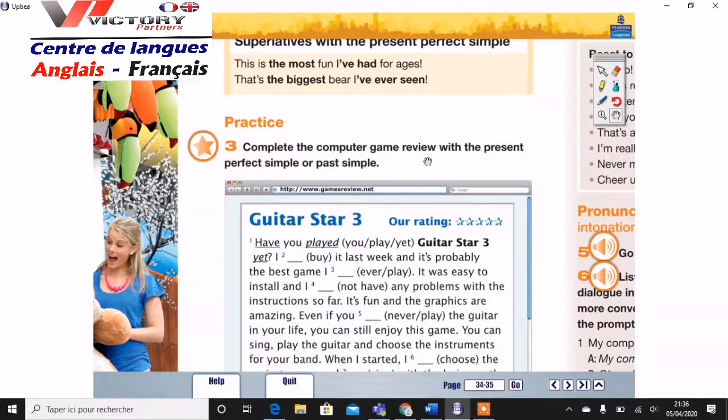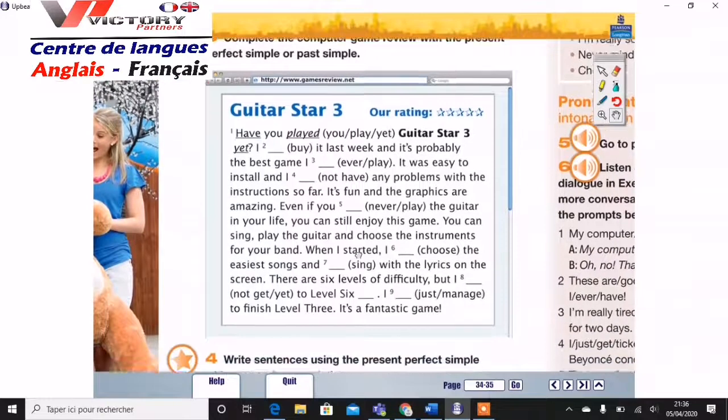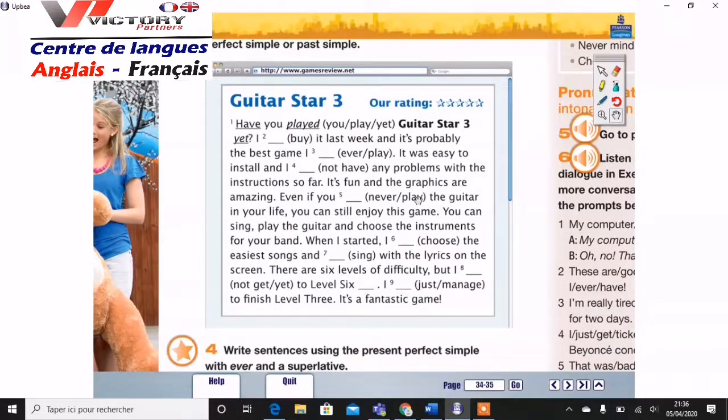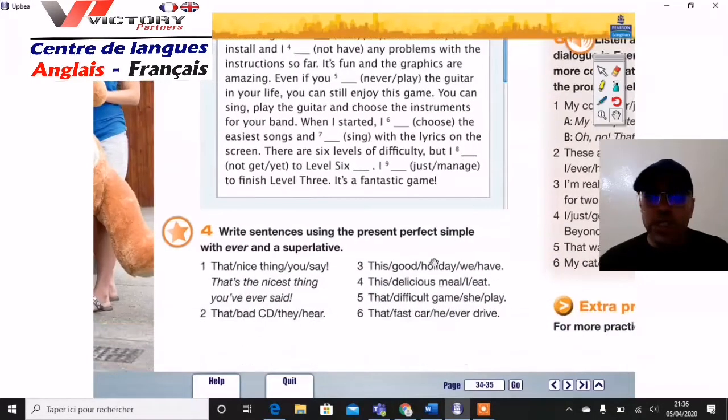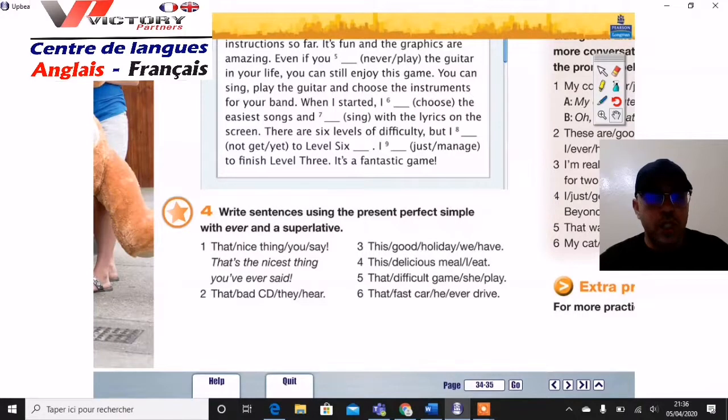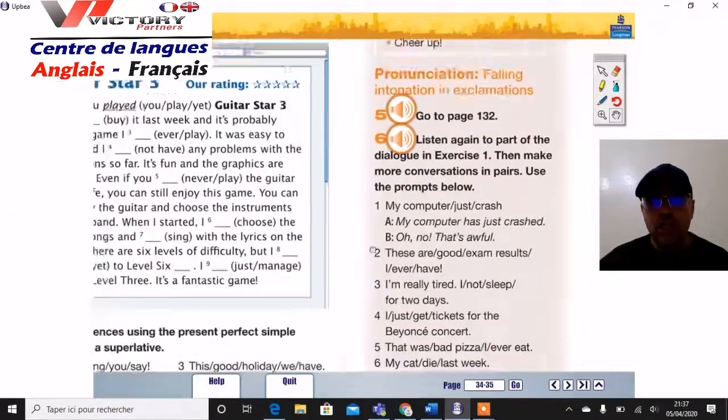Practice. Complete the computer game review with the present perfect simple or past simple. So here you are going to write the present perfect or the simple past according to the review that we have done. Okay, now exercise number 4. Write sentences using the present perfect simple with ever and superlative. So you have got an example here. That nice thing you say. That's the nicest thing you have ever said. So try to do the same thing for the other sentences. Use the superlative plus ever and the present perfect.